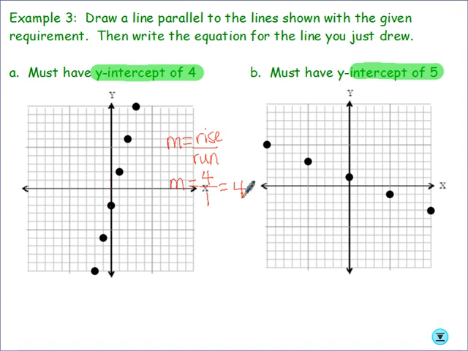So now we can draw our new line. Our new line needs to have a y-intercept of 4. And that means that we have to start at 4. So 1, 2, 3, there's 4. We're going to use the slope we just found because it has to stay the same. So up 4, right 1.